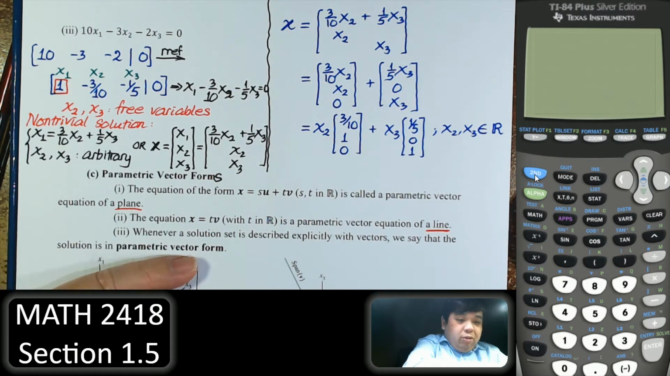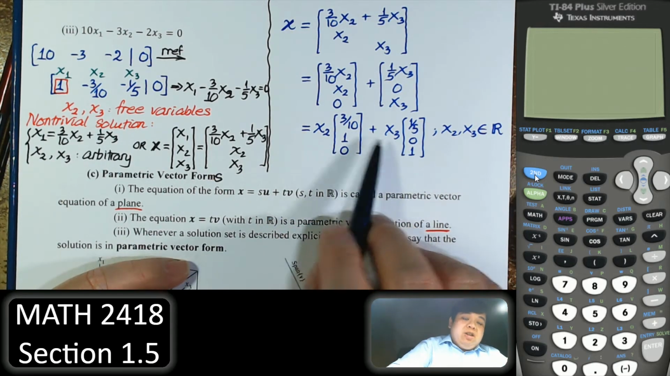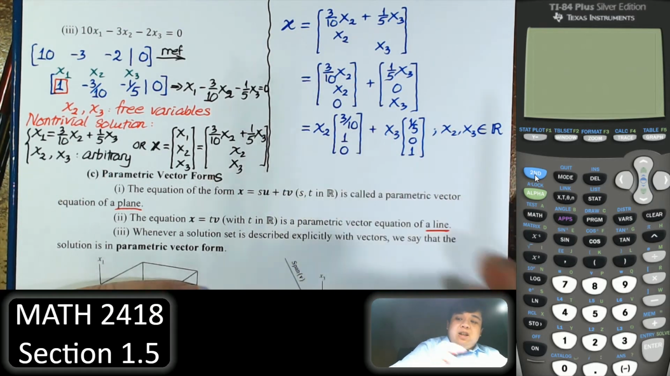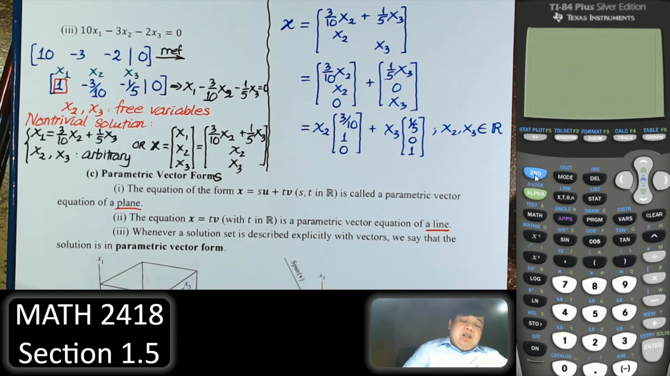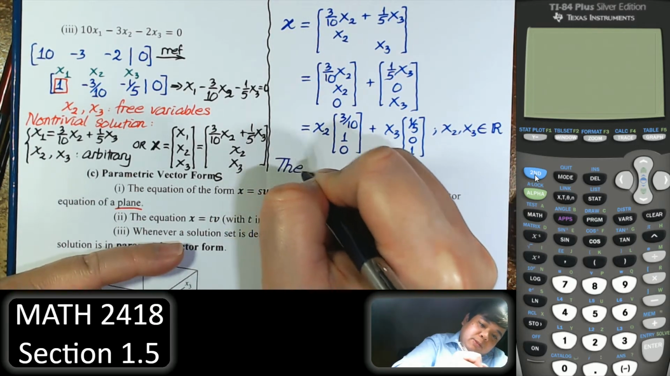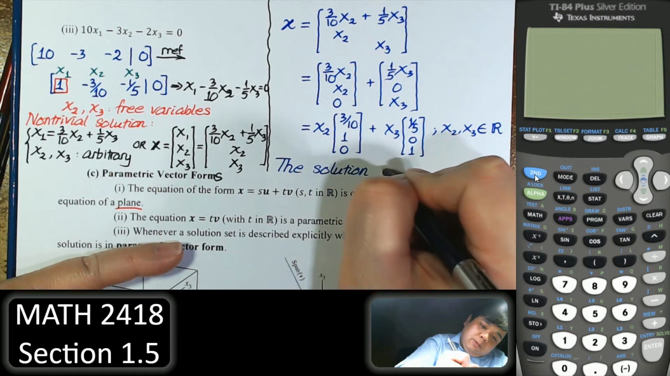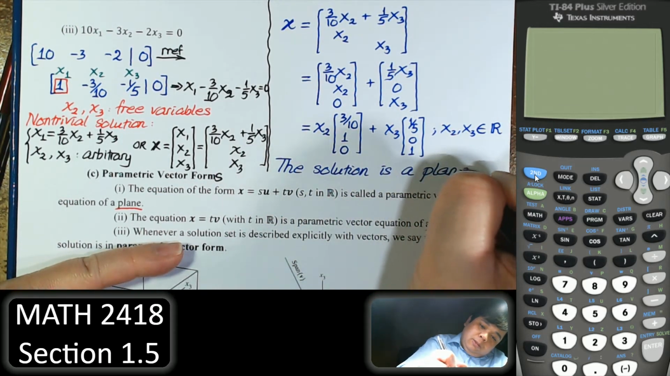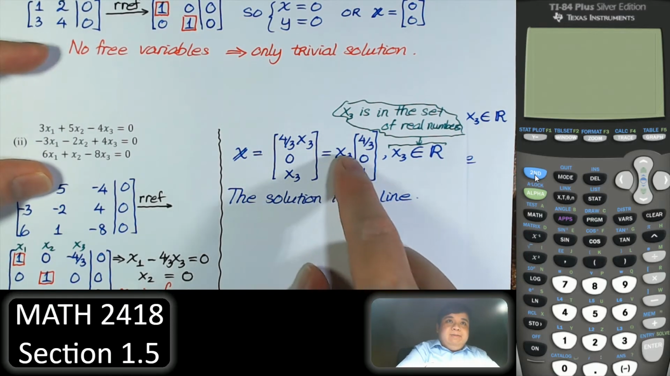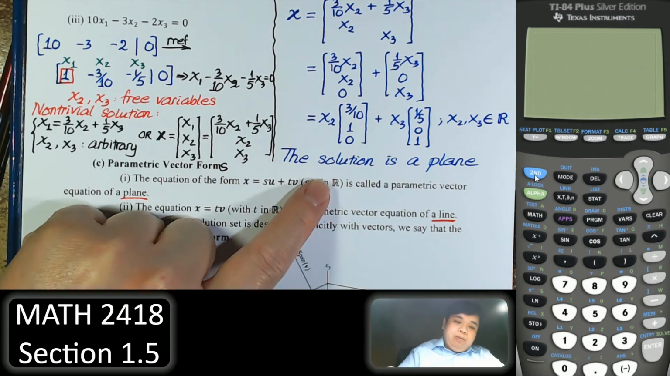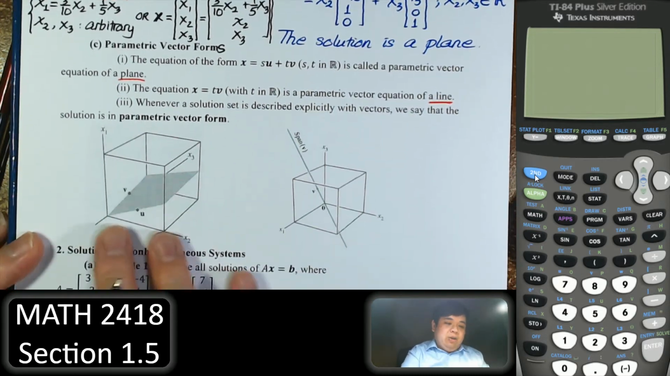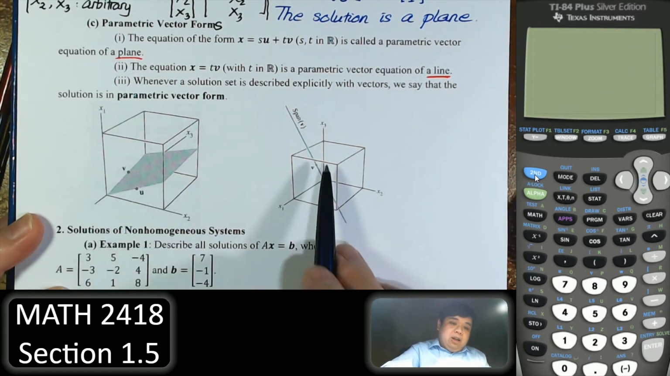So as you see in this problem, the solution has two parameters, x2 and x3. Since it has two parameters, and is represented by two vectors, the solution is a plane. The plane will have two directions. So if we have one parameter and one vector, that is a line. Two parameters and two vectors, it is a plane. We have the picture here. 2 vectors, we have a plane. 1 vector, we have a line.